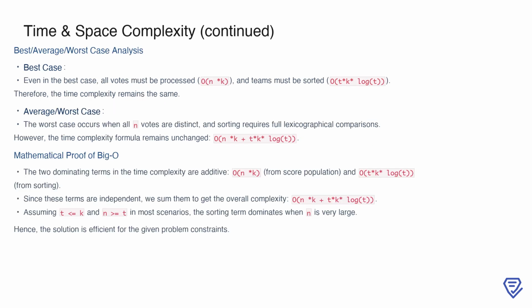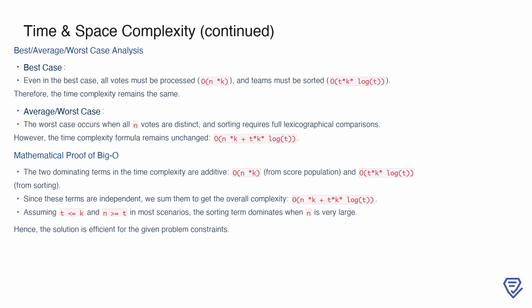Finally, let's analyze the best, average, and worst-case scenarios for this solution. In the best case, all votes still need to be processed, which requires n*k operations, and the teams must be sorted, which takes T*k*log T. Therefore, the time complexity remains consistent even in the best case.